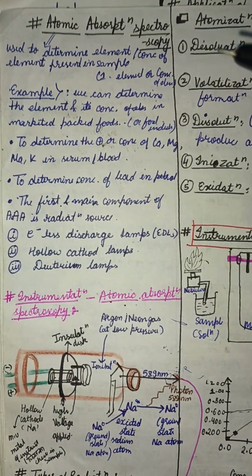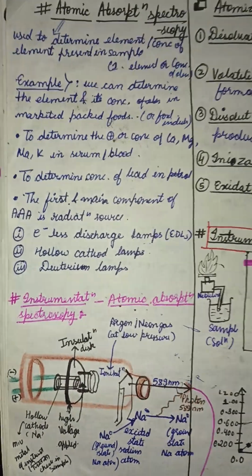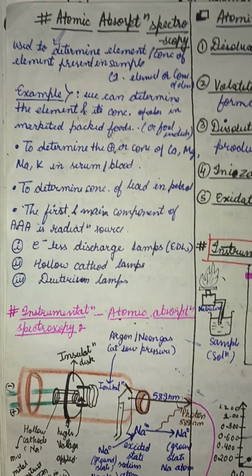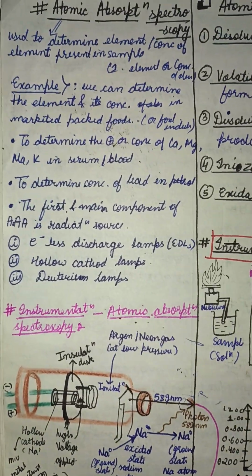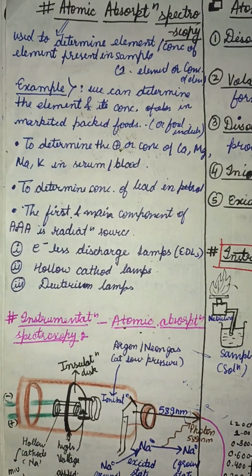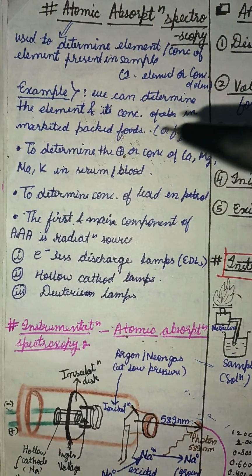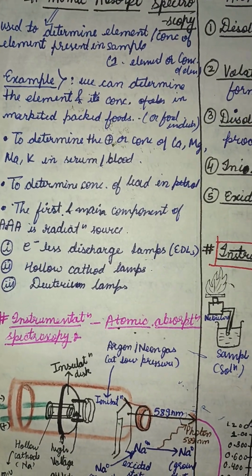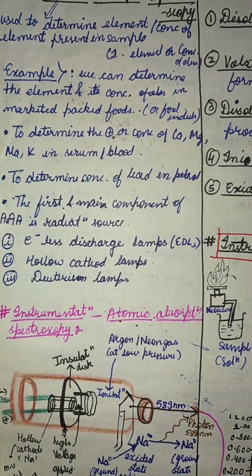Study about atomic absorption spectroscopy. As we last studied flame photometry, the principle is basically the same. In this, we detect the element and the concentration of the element in a sample, and we can detect the element and its concentration in marketed food products like packed products, right?